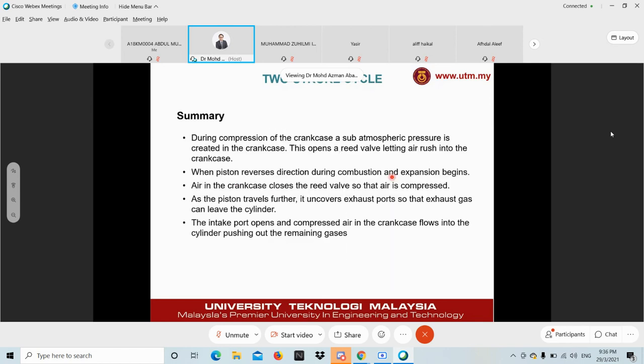cross scavenging. When the piston reverses direction during combustion, expansion begins, and the crankcase closes the reed valves so that the air is compressed. As the piston travels further, it uncovers the exhaust port so the exhaust gas can leave the cylinder. The intake port opens and compressed air in the crankcase flows into the cylinder, pushing out the remaining gas.